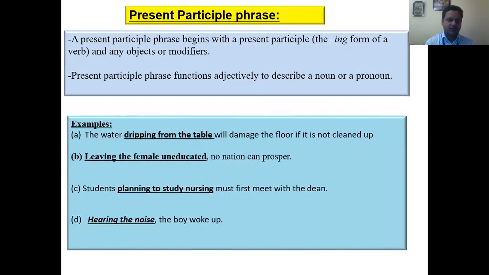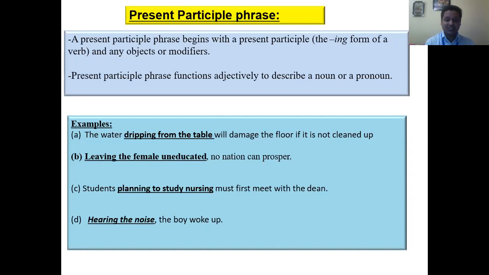Let's see the examples. The water dripping from the table will damage the floor if it is not cleaned up. So dripping from the table is a present participle phrase that starts with the present participle dripping. Leaving the female uneducated, the nation can prosper. So leaving the female uneducated is a present participle phrase that starts with leaving, a present participle. Students planning to study nursing must first meet with the dean. So planning to study nursing is a present participle phrase.